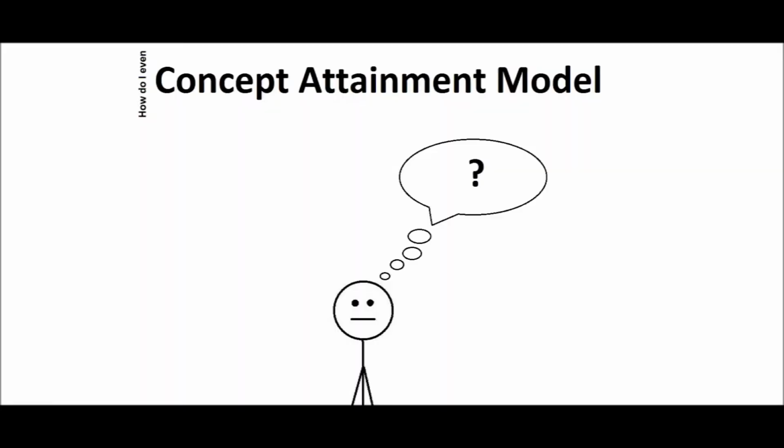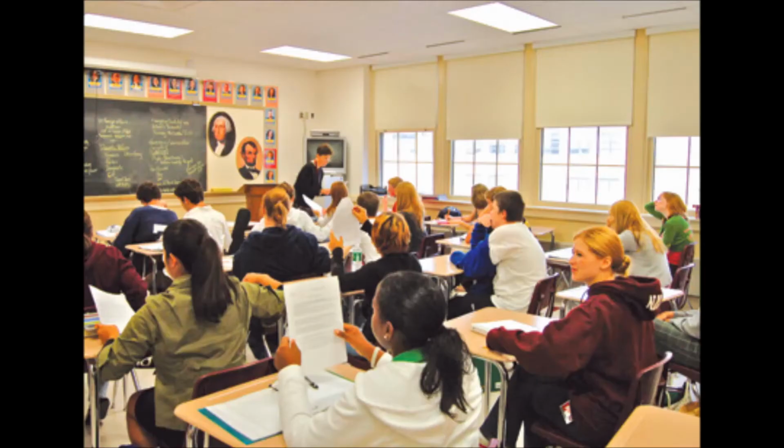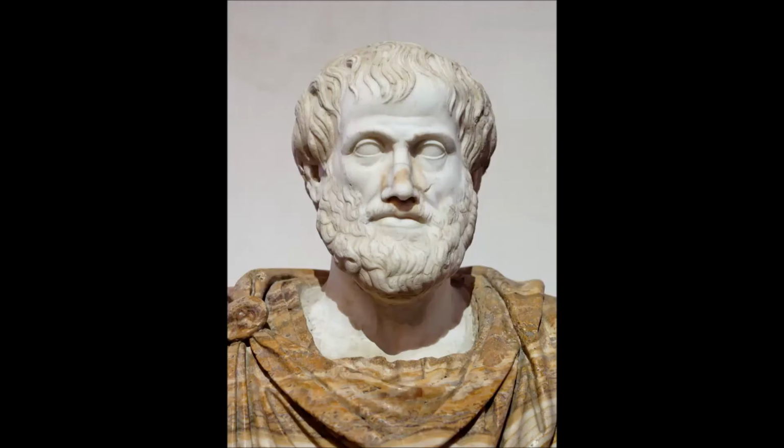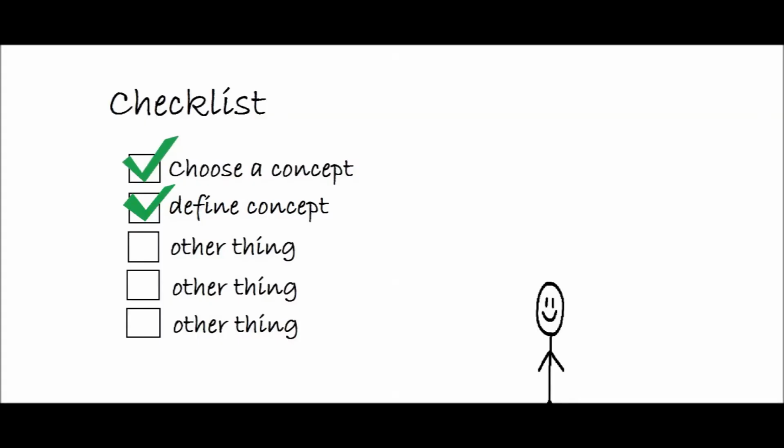Okay, so let's take a look at the concept attainment model in action, step by step. Let's say you want to introduce the concept of duality or dualism. This is a concept that is taught to students in philosophy and history courses every year and was a staple for not just the Greeks, Socrates, Plato, and Aristotle, but also for the Chinese philosopher Lao Tzu and later René Descartes of Reformation Europe. Now that we have our concept, we need to define it.